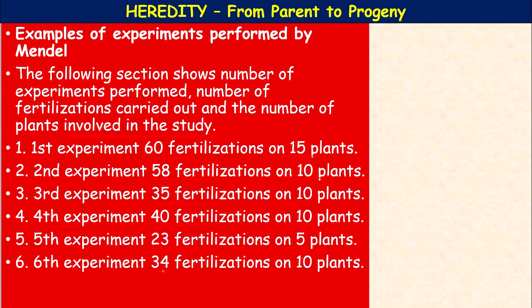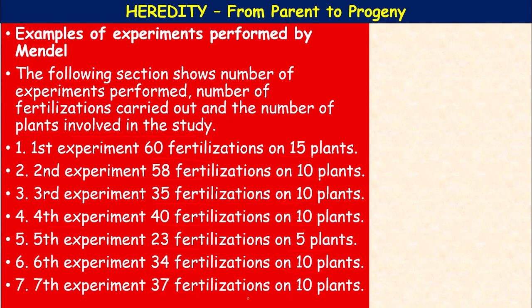The sixth experiment, 34 fertilizations on 10 plants. The seventh experiment, 37 fertilizations on 10 plants. So, what is fertilization? The fusion of male and female gametes is called fertilization. When the pollen grains of one plant fuse with the ovules of another, that is called cross fertilization. Hybrids are produced by these fertilization experiments. So, these were the fertilization experiments conducted by Mendel on pea plants.